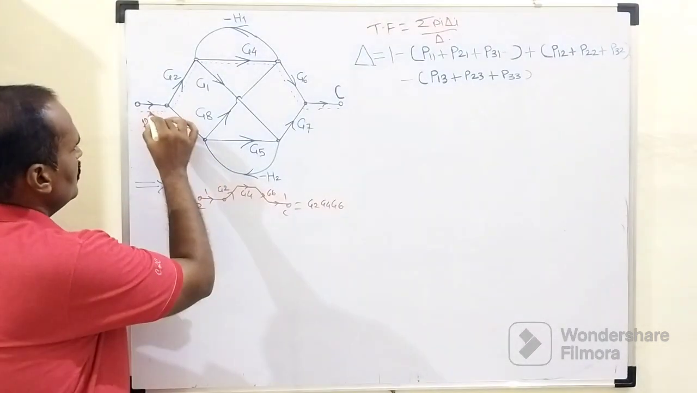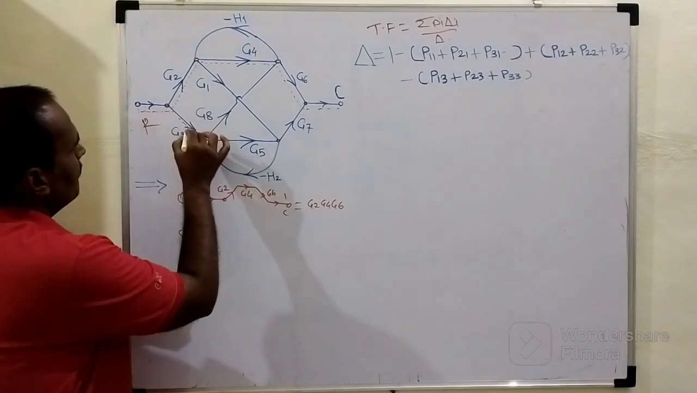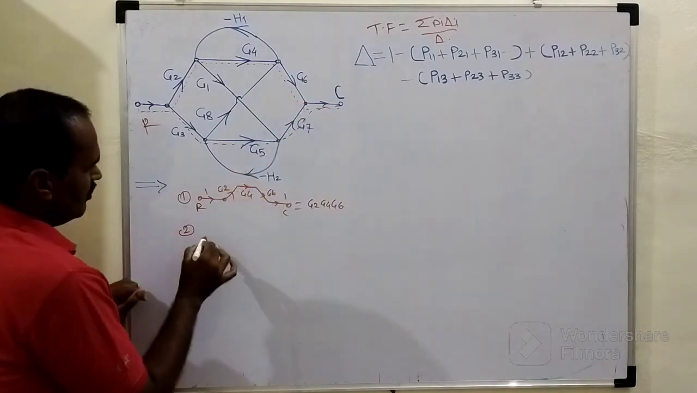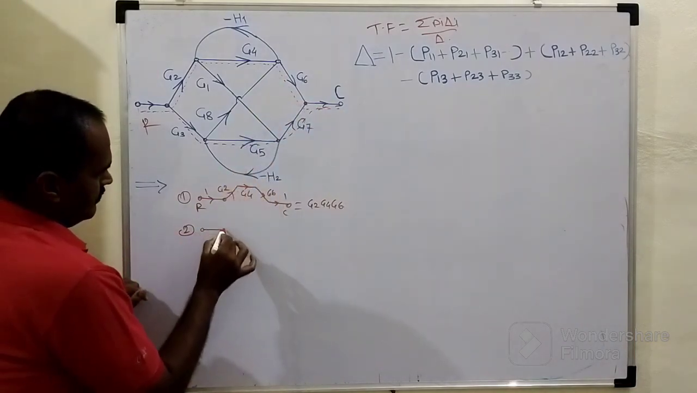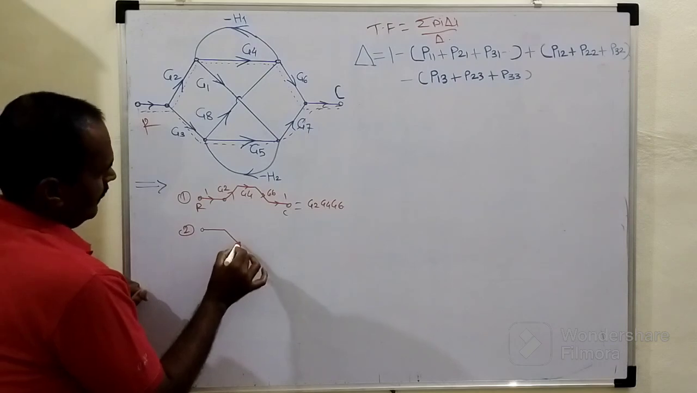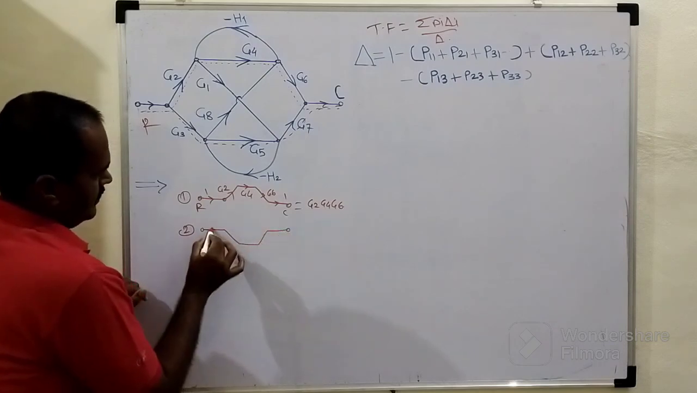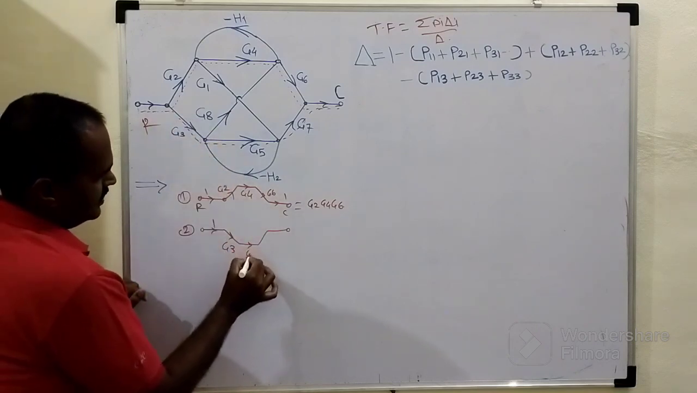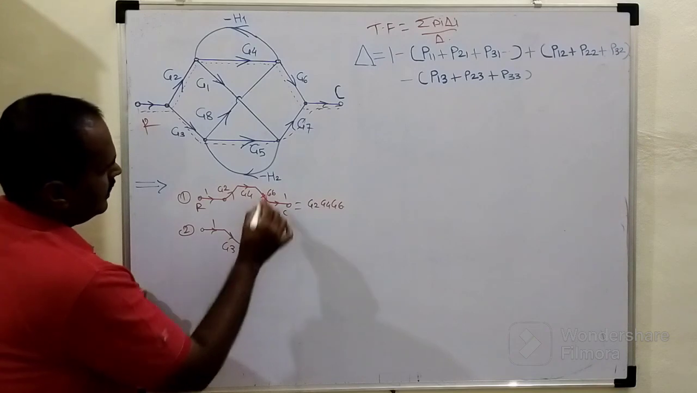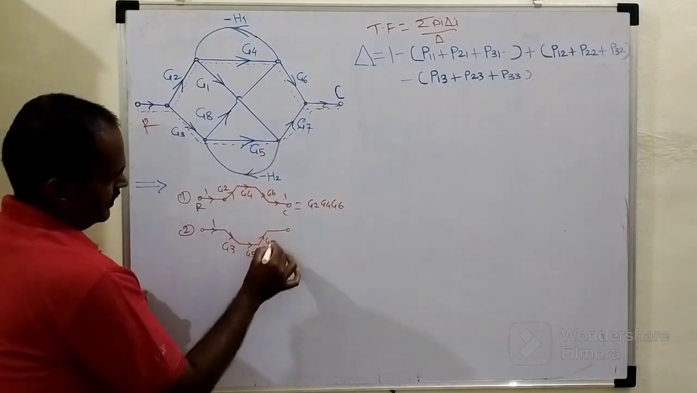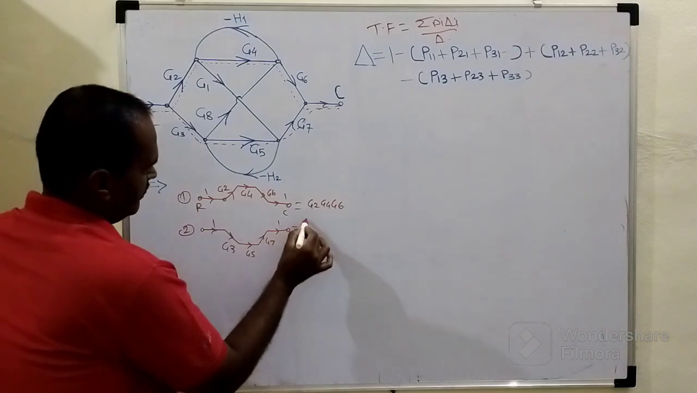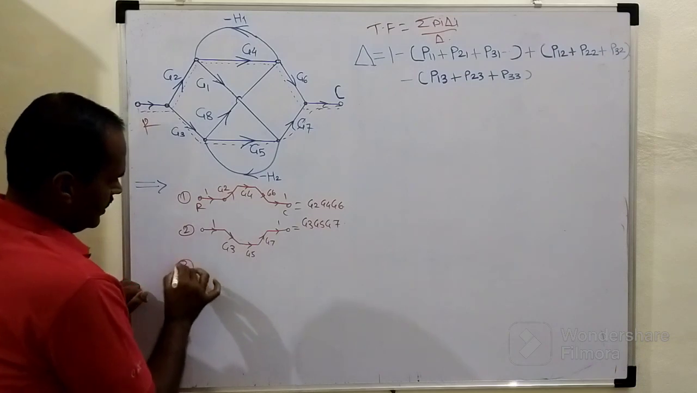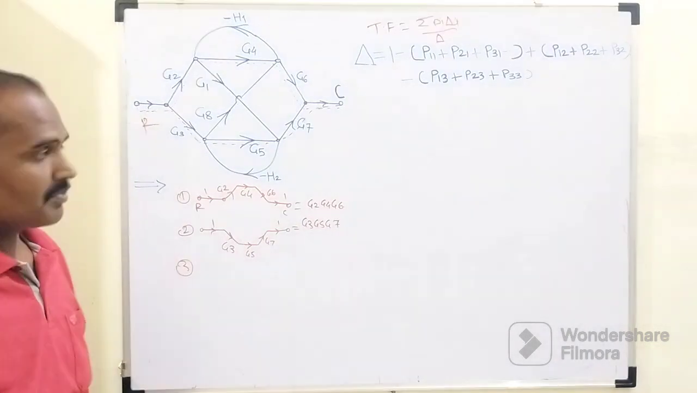Similarly, the second forward path is the lower portion. This will be the second forward path. See, here the gain is 1, again here it is G3, here it is G5, G7 and 1. So it will become G3 into G5 into G7. Similarly, we can have n number of forward paths.